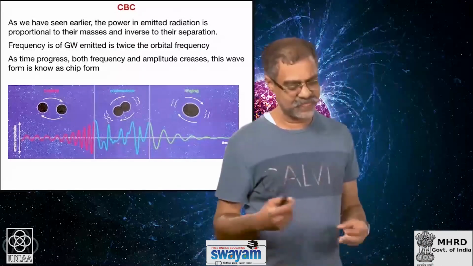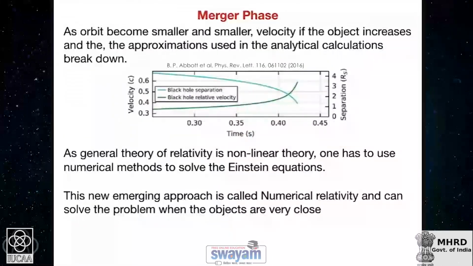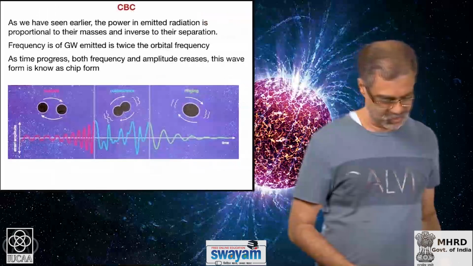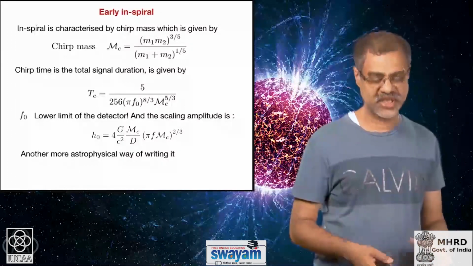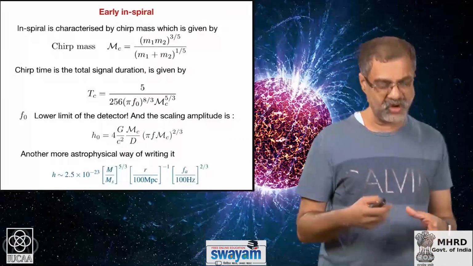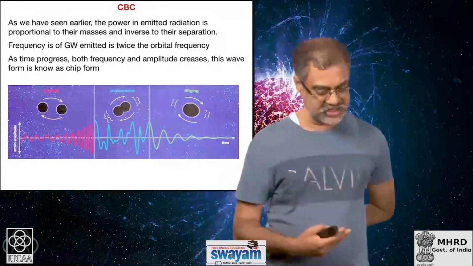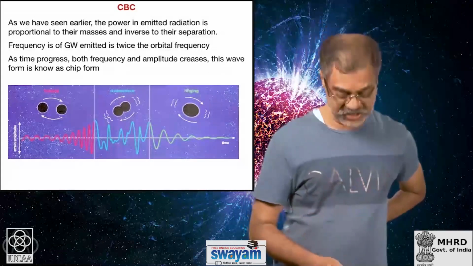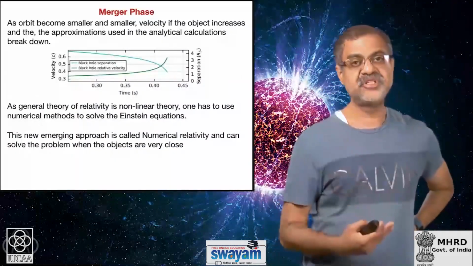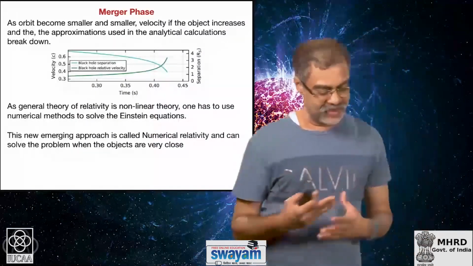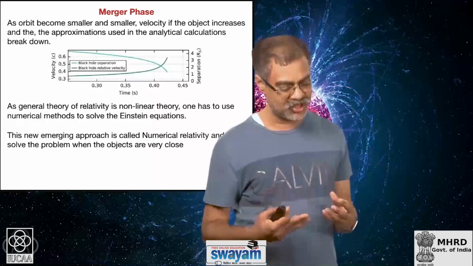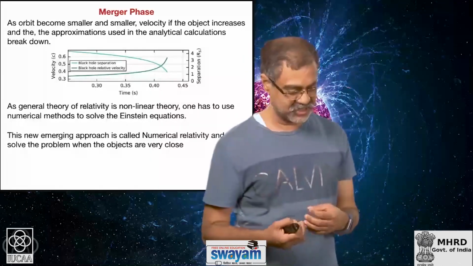Now, as the system comes closer, their velocity increases. At some stage, their velocity can reach very close to the velocity of light. Of course, one need not reach the velocity of light to break the approximation used in this calculation. At some stage, which we call the merger phase, all these approximations break down, and Einstein's theory is essentially a nonlinear theory, which has no formal way of solving two point masses going around each other.